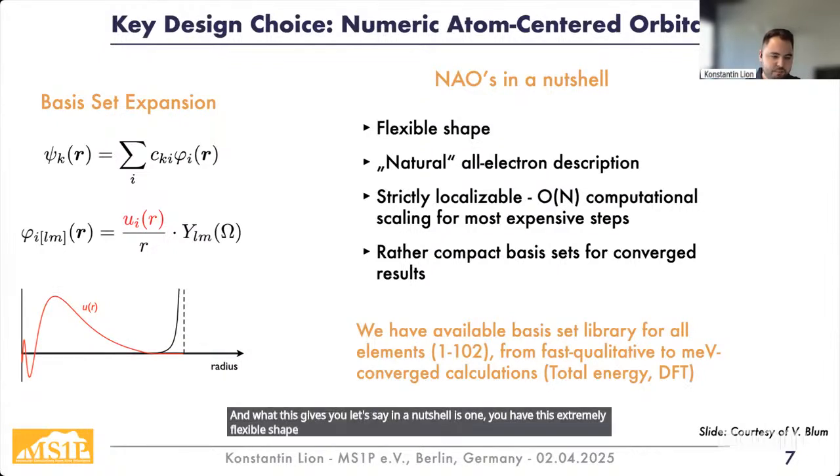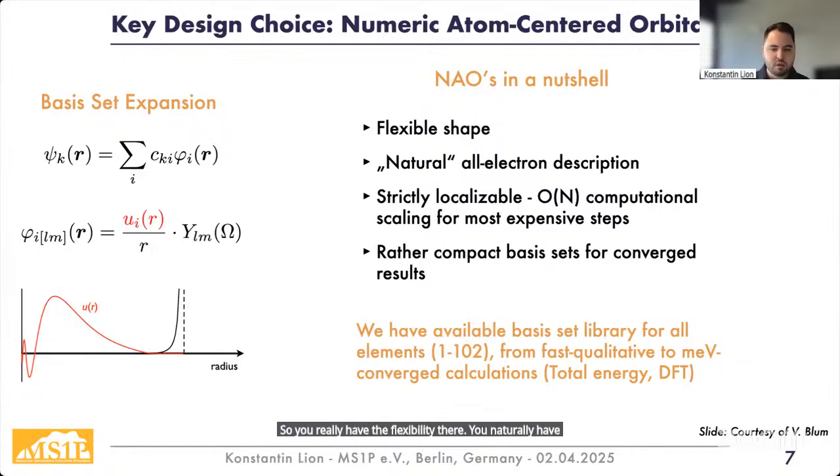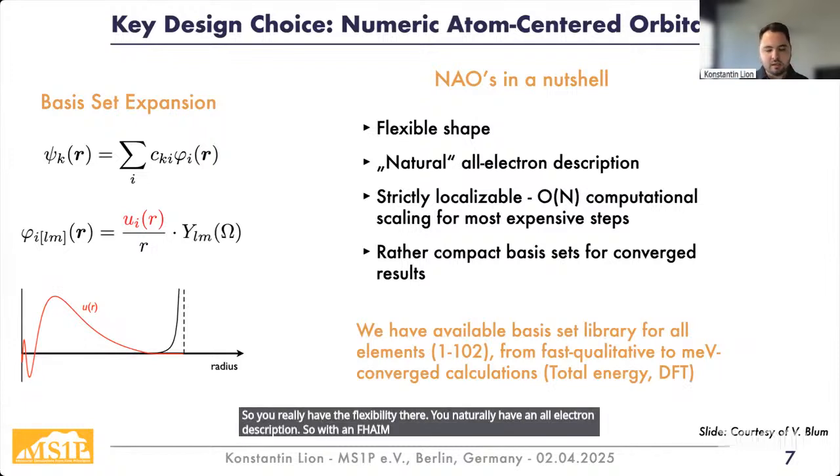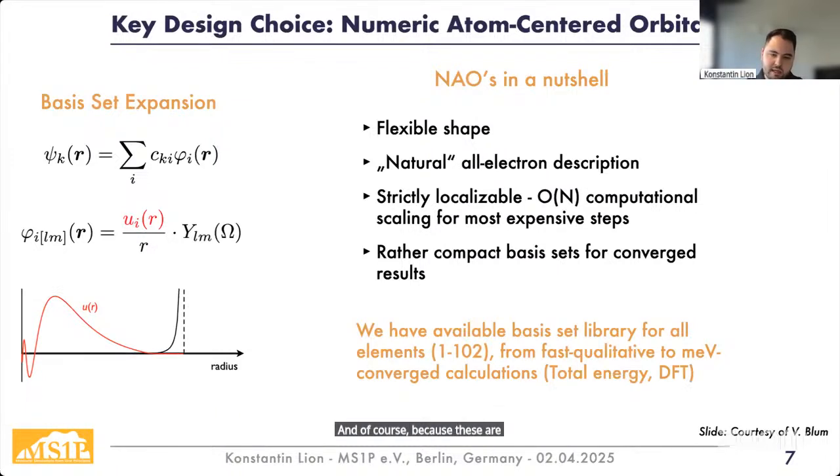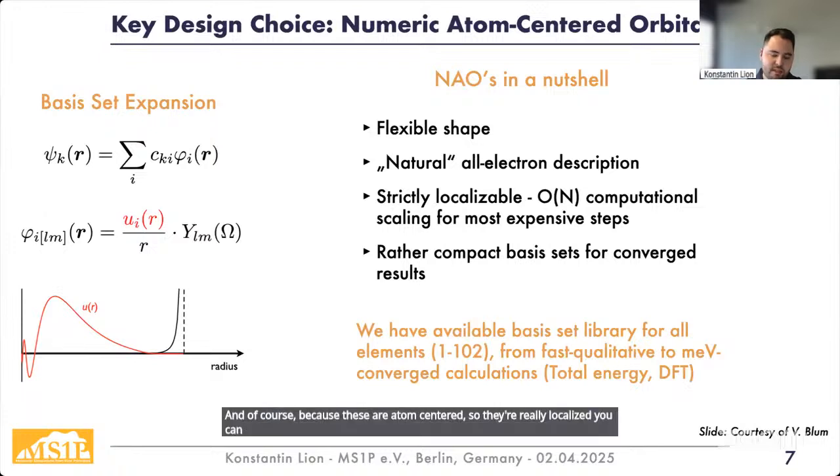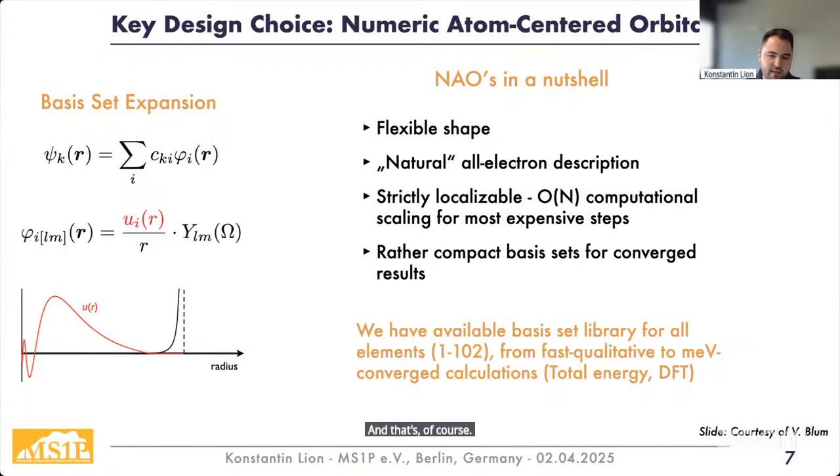And what this gives you, in a nutshell, is, one, this extremely flexible shape. All these atom-centered or radial functions are tabulated on a dense logarithmic grid. So you really have the flexibility there. You naturally have an all-electron description. So within FHI-aims, there's no distinction between what are core electrons and valence electrons directly. They're all included naturally. And of course, because these are atom-centered, so they're really localized, you can have O(n) computational scaling for the most expensive steps. And that's really important for us to gain good scalability to larger system sizes.